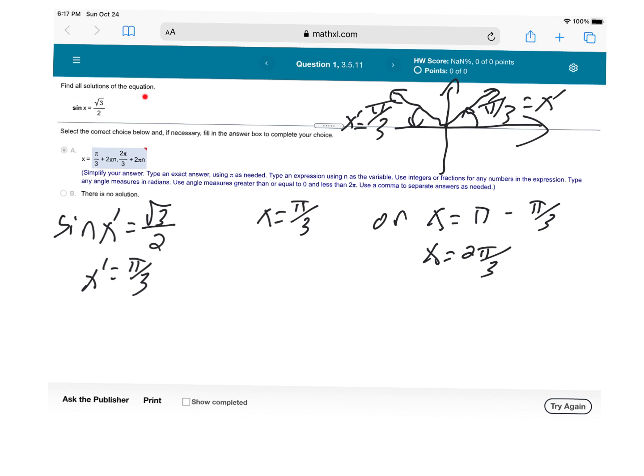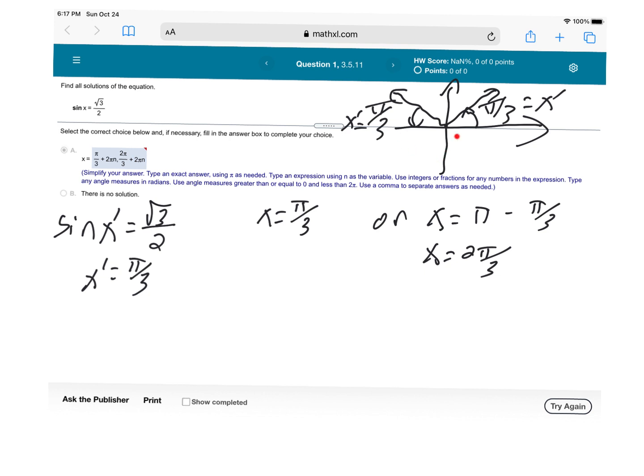We want to find all solutions of this equation. So the word all is very important here. So we have sine of x equals square root 3 over 2. And you do recognize that sine of pi thirds is square root 3 over 2.